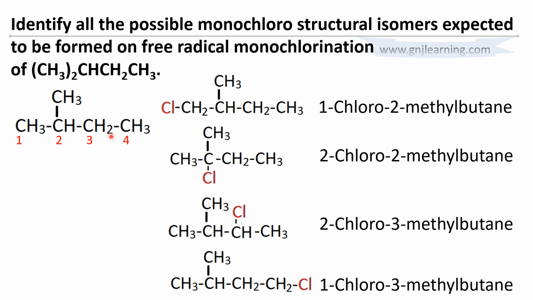I hope it is clear. Otherwise, just try to go through this question again. Identify the monochloro structural isomers. So this is pentane, and we look at different isomers of this particular compound, of this particular structure. Clear? Different monosubstituted chlorination products are these.